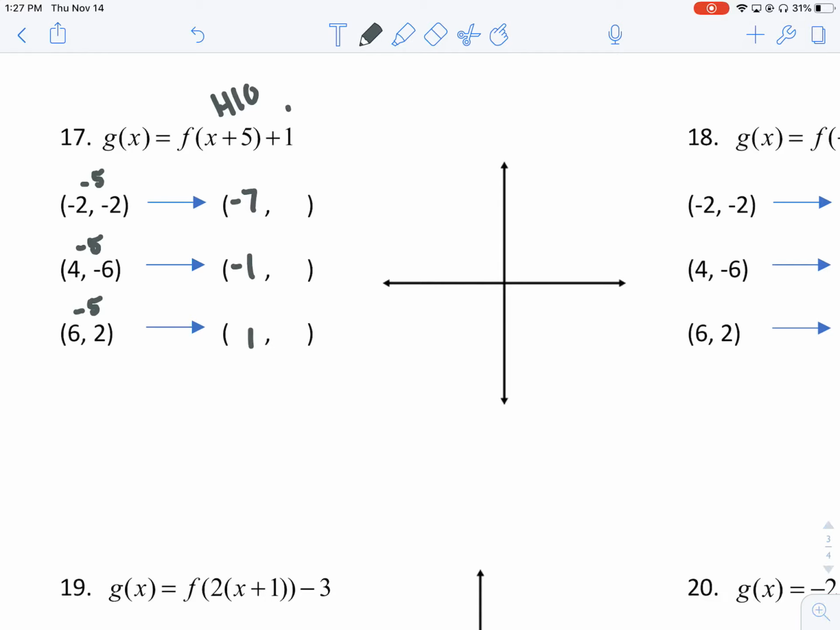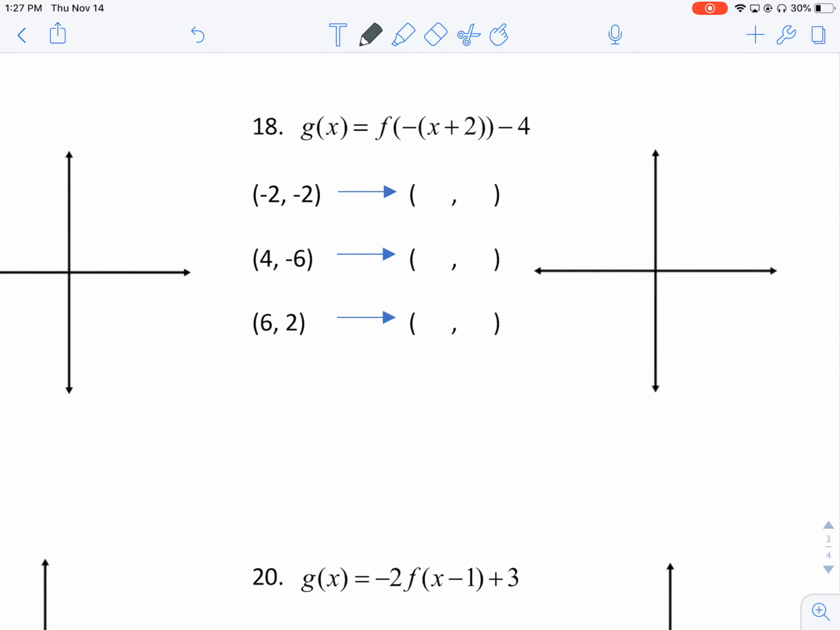And then the outside, vertical outside, same. So in this case, if it's plus 1 on the outside, it's plus 1 on the y. So all these are added to 1. So negative 2 plus 1 is negative 1. Negative 6 plus 1 is negative 5. And 2 plus 1 is 3. And then I'll let you sketch these because I'm running out of time.